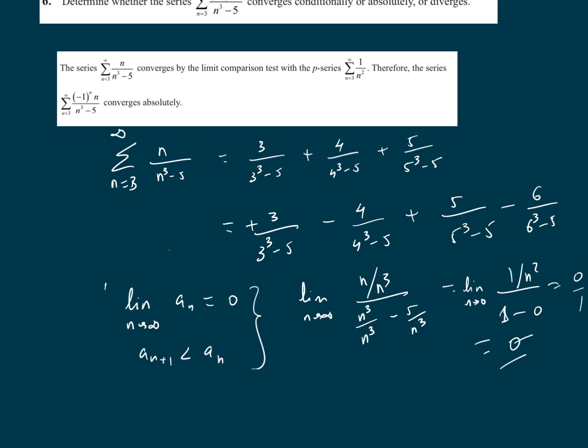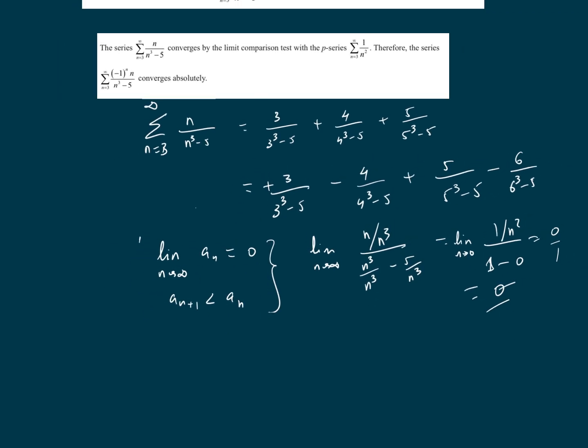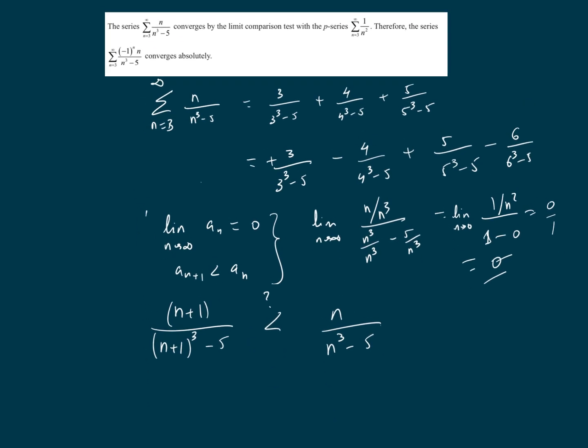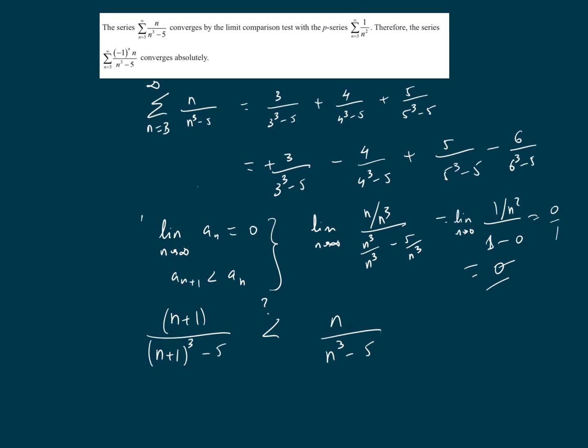Okay. And the second condition is that a sub n plus 1 is smaller than a sub n. A sub n plus 1 is n plus 1 divided by (n plus 1) cubed minus 5. Is this smaller than n divided by n cubed minus 5? We don't know. Well, to know if this is smaller, we do exactly the same thing.